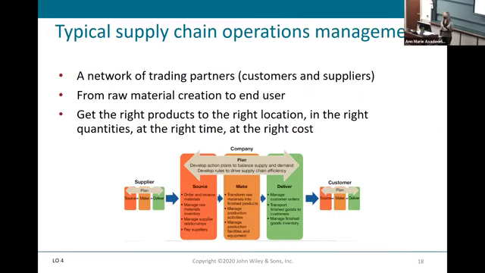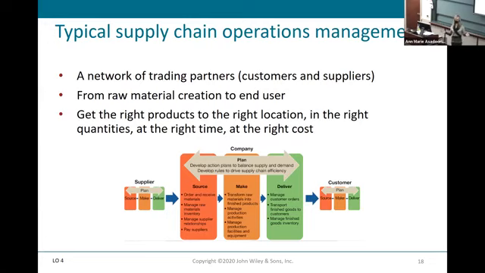Okay. The supply chain. So the supply chain is a network of trading partners, customers, and suppliers. So what you're going to see is companies rarely stand alone by themselves. They are always or usually dependent on other companies in their supply chain.